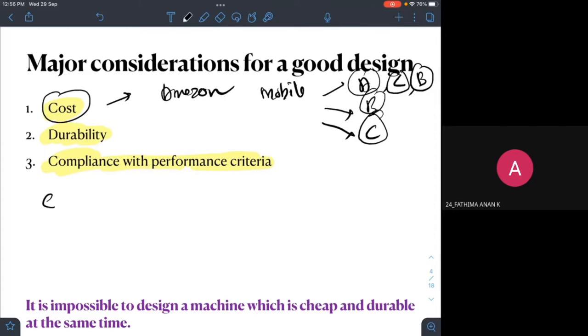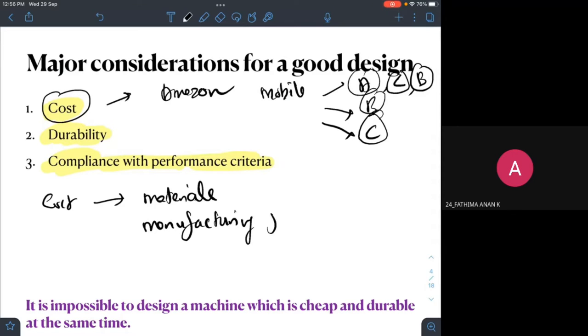How will cost increase? The cost is directly related to the materials that we are using, and the manufacturing process. Let us say you have a device whose finishing is not that good, the material that you use, we have compromised on that, but it is working quite properly, right? Then we can reduce the cost. When you increase the quality of the material, then definitely it will be durable, right? Durable means it will last for more time. It will be durable, but at the same time, cost will increase.